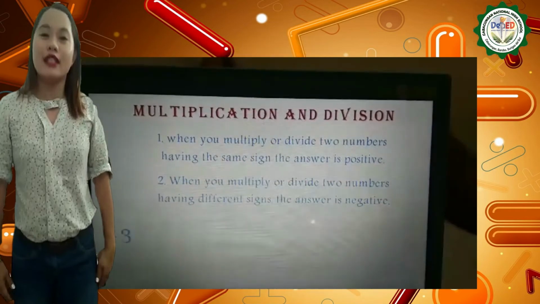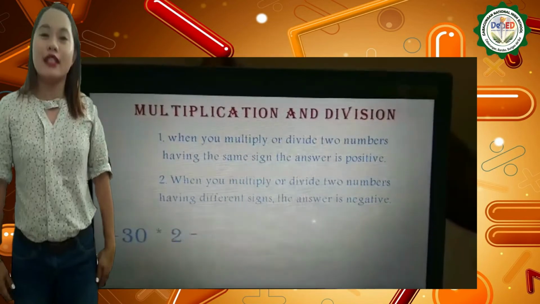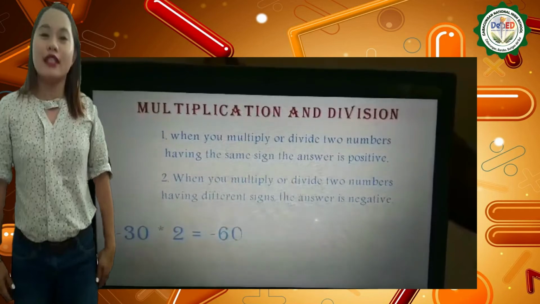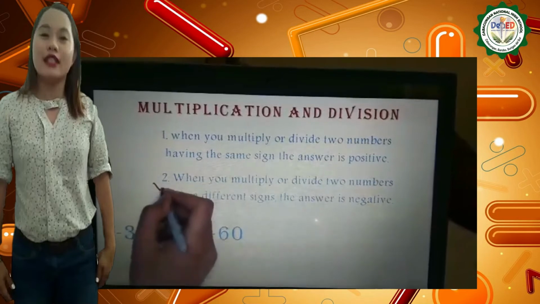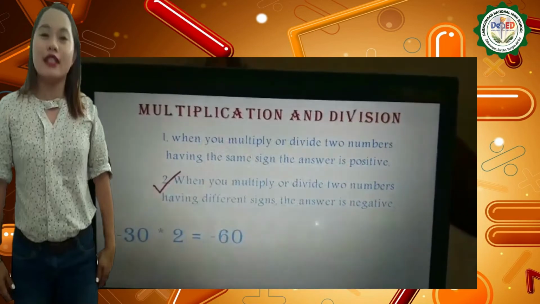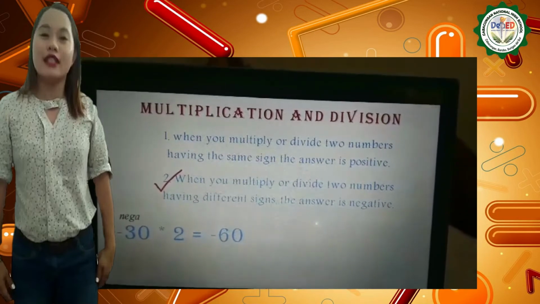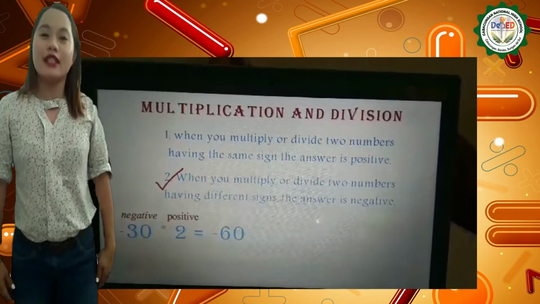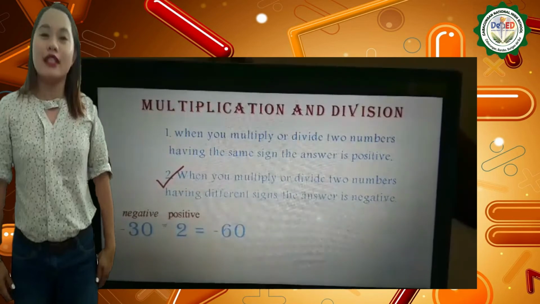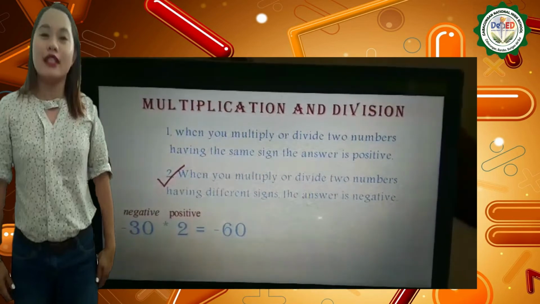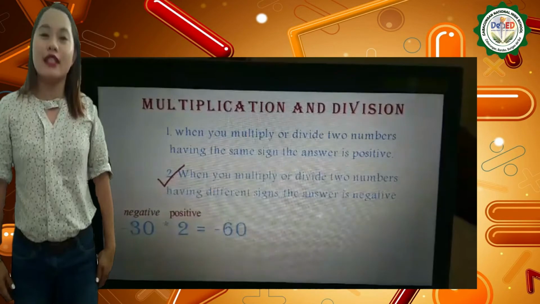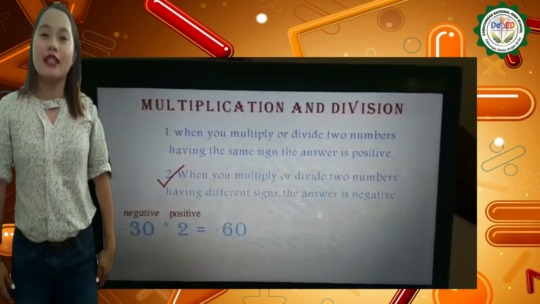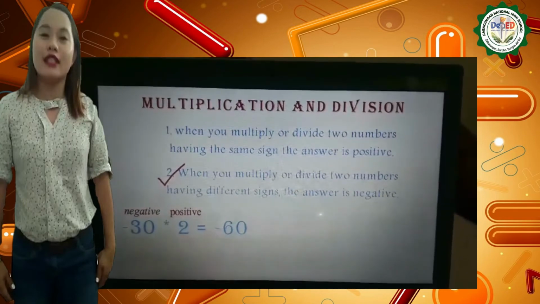Example number 1. Negative 30 times 2 is equal to negative 60 because they have different signs. One of our values is negative and the other is positive. Notice that we are not explaining actual multiplication because it is exactly like we did for whole numbers. The only new thing is negative.